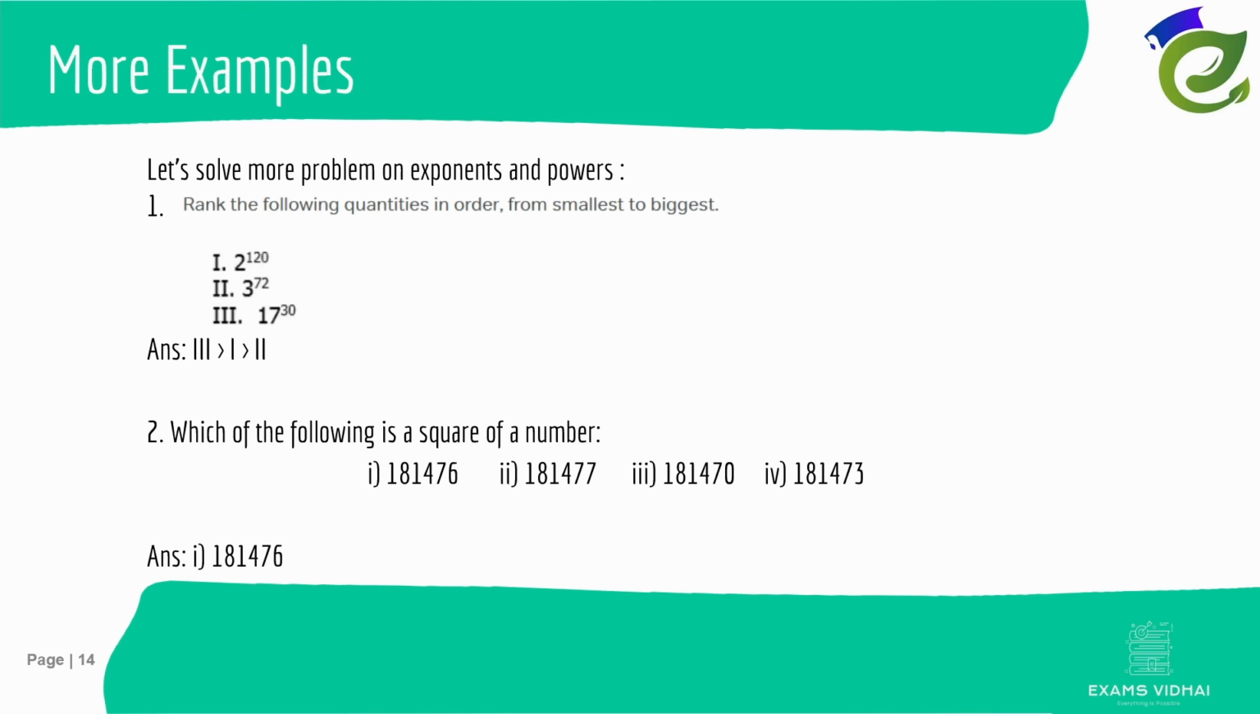Because any number greater than 1 raised to any positive power will be greater than 1. And if it's a number lesser than 1, raised to any positive power, it will again be lesser than 1.